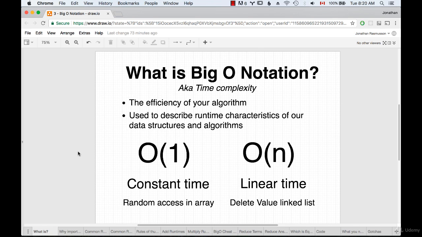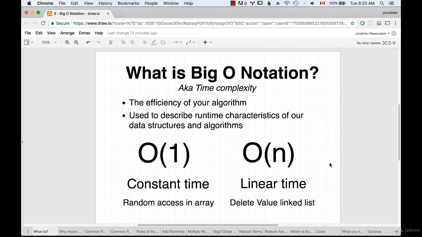Now, we've already touched on Big O notation. For example, when we looked at arrays, we realized that random access to an array was really a killer feature. It was super fast. We called that constant time. In Big O notation, that's O(1). Likewise, anytime we had to walk through an array, do some looping and iterating, in other words, where the number of elements in our data structure increased and the operation took longer, we called that linear time. An example of that would be deleting a value from a linked list.